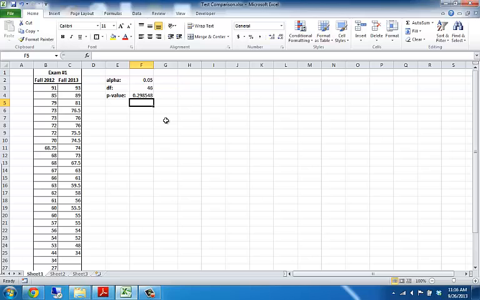So we have a p-value of 0.2985. So we could round that up to 0.3 if we wanted to. So we compare that to our alpha level, and our decision should be to retain the null hypothesis. Our p-value, the difference between the two means for these two groups of exams, fall 2012, fall 2013, are not significantly different.